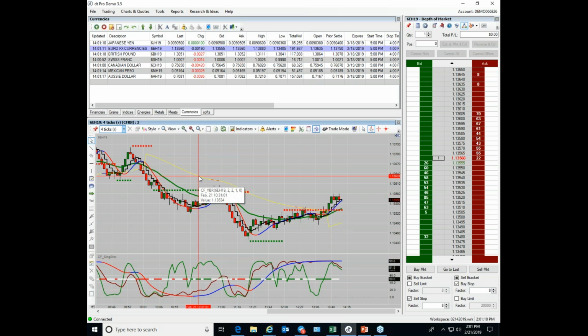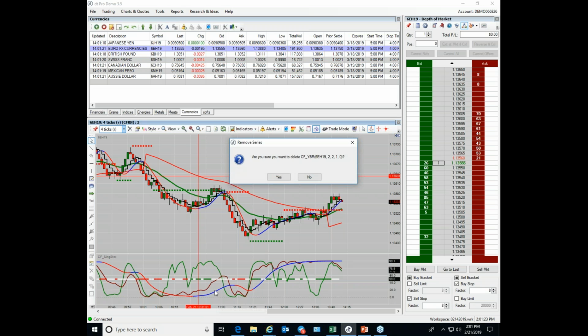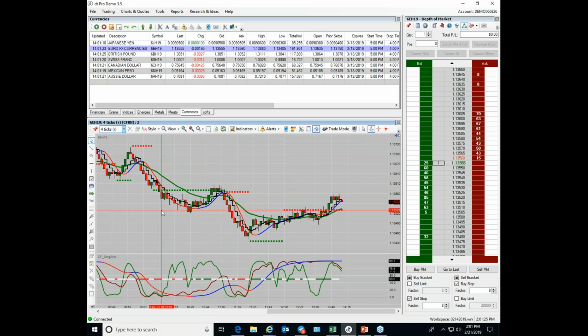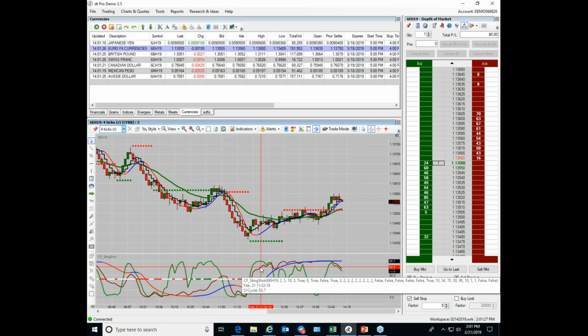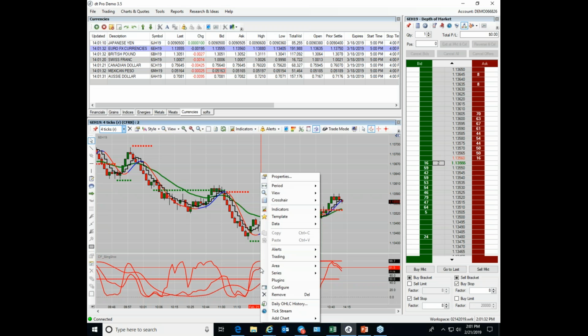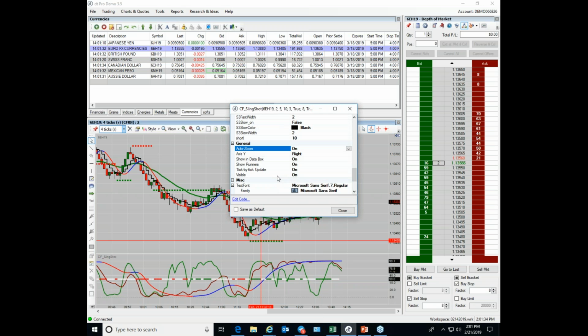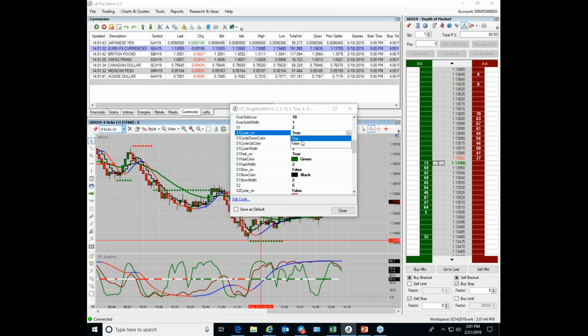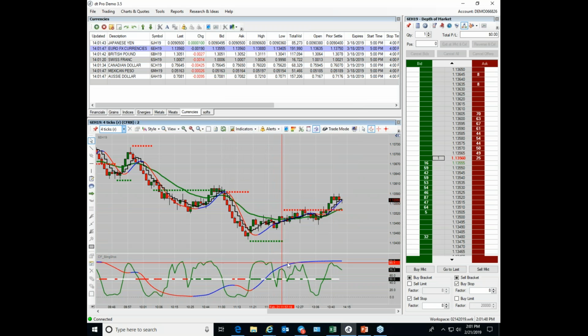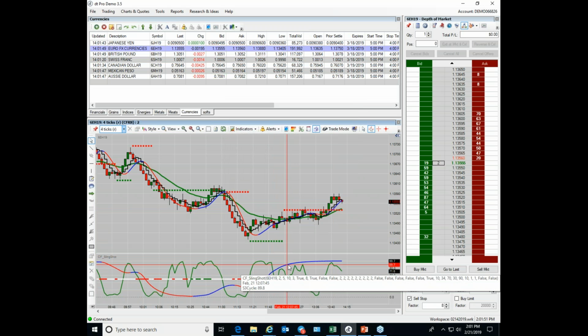If you have the YBR up, you can get rid of it just by doing that. If you have this brown line, one way to get rid of the brown line is if you right click over it, go to properties. Inside the properties box, see it says maroon, it says true. I think if you turn that to false, it gets rid of the brown line.